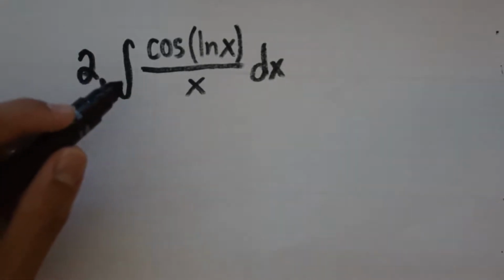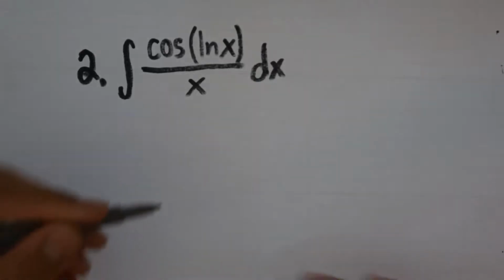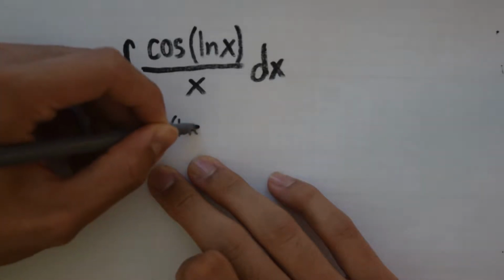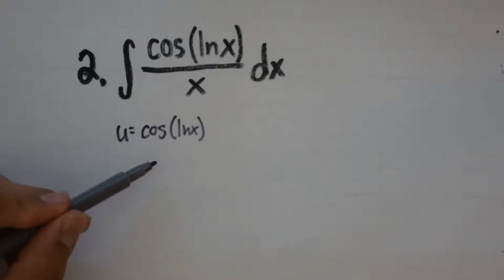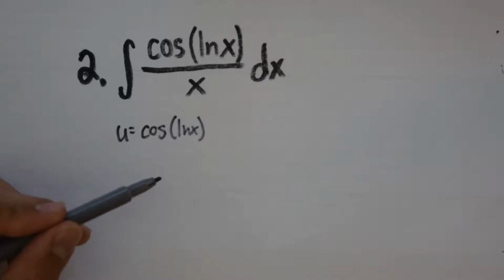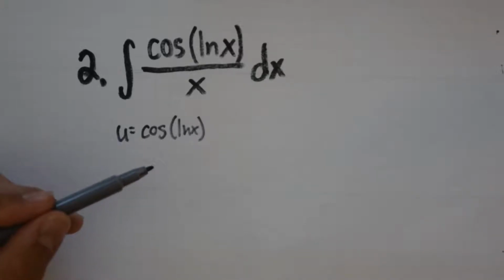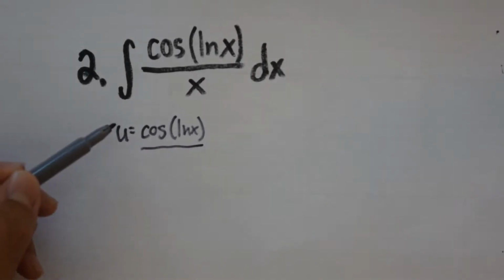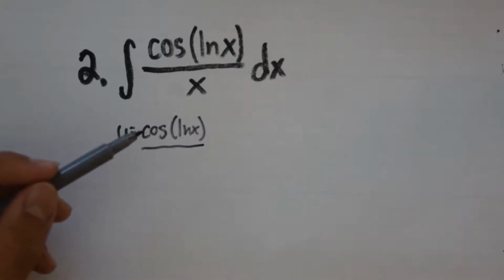For our second problem, we have the integral of cosine of ln x all over x times dx. First we have to pick out what our u value should be. Let's look at cosine of ln x. Looking at that, it's a very complex kind of function. If we use that as our u substitution value, it would only make it more difficult to solve the integral. Choosing this value would be counterproductive to what u substitution is supposed to do: simplify the integral and make it easier for you to solve.